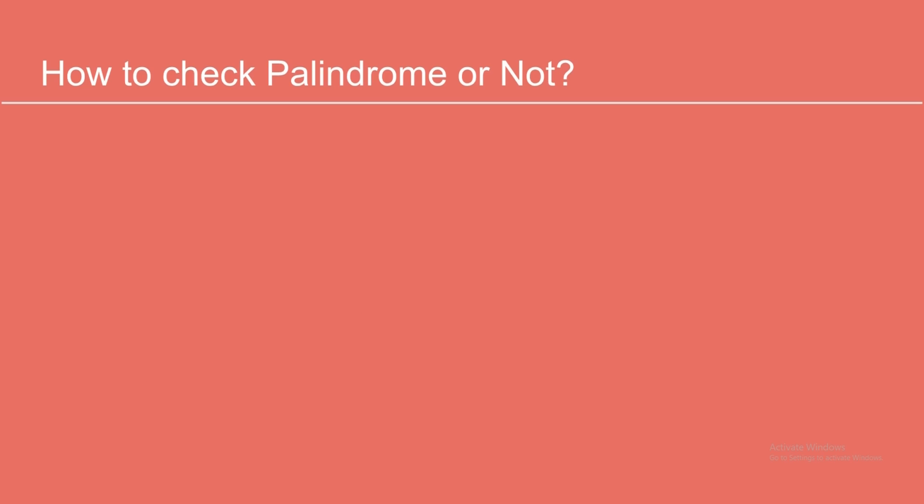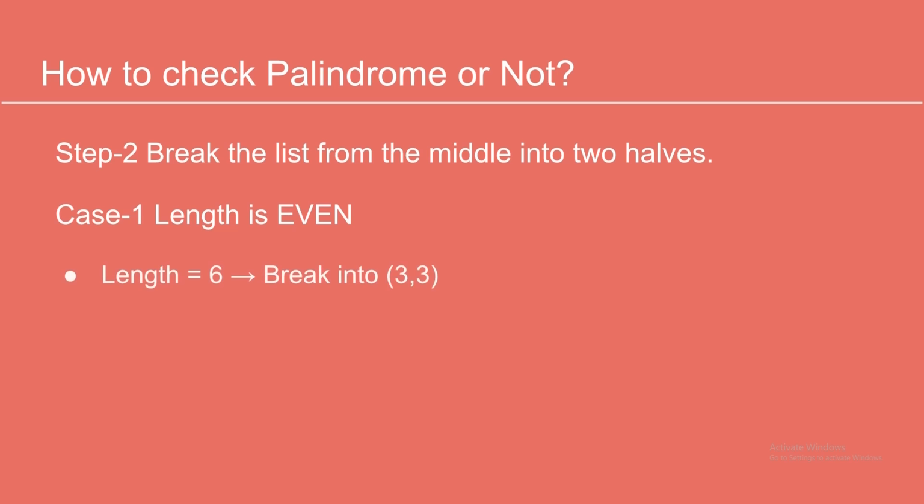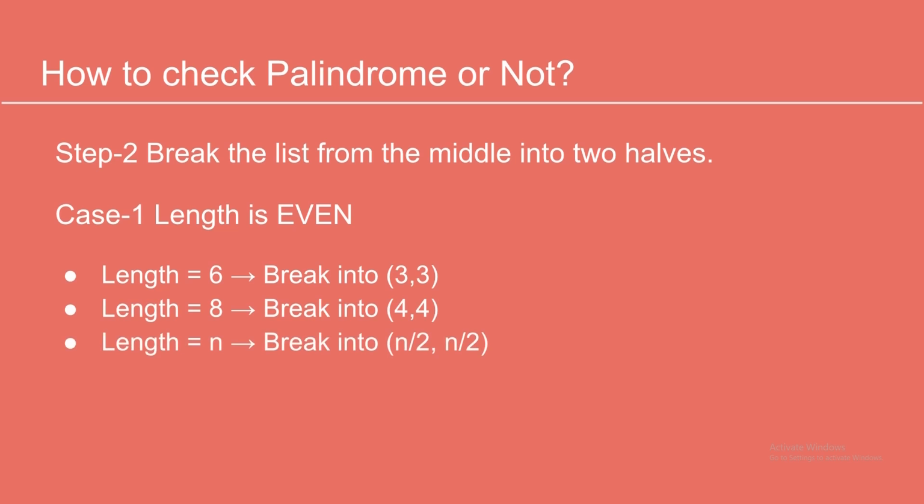Then the second step is to break the list from the middle into 2 halves. Now there can be 2 cases. Case 1 is when the length is even. The list will be broken into 2 equal halves. For example, if the length is 6, then each list will contain 3 nodes. If the length is 8, then the 2 lists will contain 4 nodes. And if the length is n, then the 2 lists will contain n by 2 and n by 2 nodes.